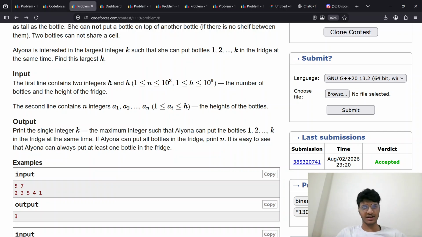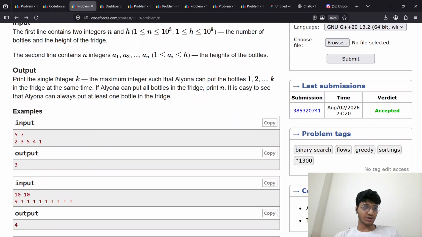I have read this first, and then I will explain the question on the whiteboard. So here's the input, that is n and h. It's important to note that n is from 1 to 10 to the power 3, and h is at most 10 to the power 9. That is the number of bottles and the height of the fridge. a1 to an is the second line, that is the heights of the bottles. We have to print the maximum integer k, that is how many bottles we can put, from 1 to k at the same time.